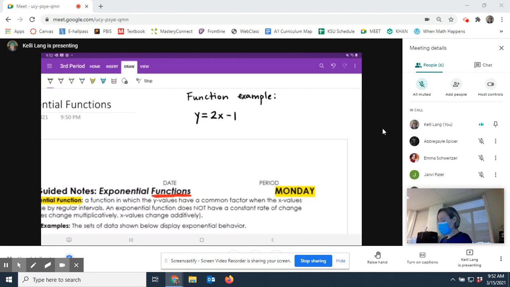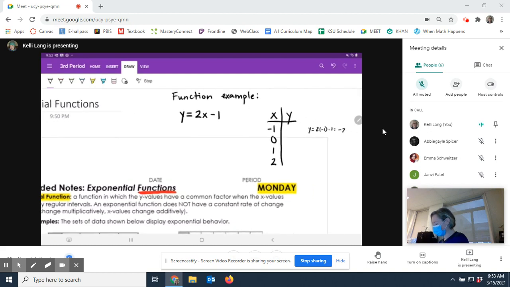And one of the ways we learned how to examine a function is by making a table of values. So we could pick some values for x. Let's say -1, 0, 1, 2. And we can plug them in for x, and then we'll get out a value for y. So if I put in -1 for x, then y would be 2 times -1 minus 1, which is -2 minus 1, or -3. So our y value would be -3.